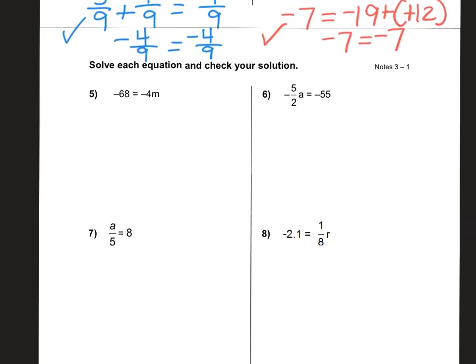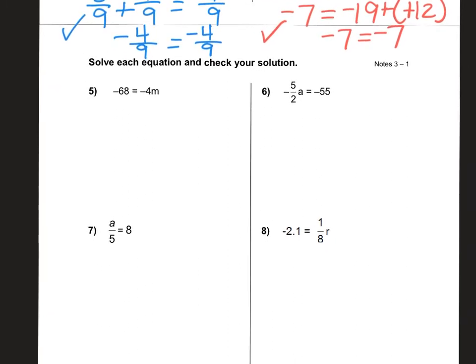Okay, so that first page was really just adding and subtracting. So we're going to move into a couple other operations now. If you notice in number 5, you've got negative 68 equals negative 4m, but you don't really see an operation there. If the number and the variable are side by side, that represents multiplication. So we do still want to get this m by itself on the right side. If it's being multiplied by -4, what is the opposite of multiplying by -4? That would be to divide.